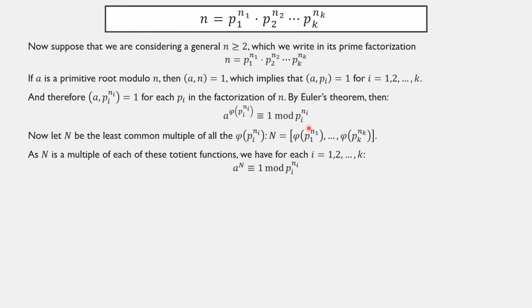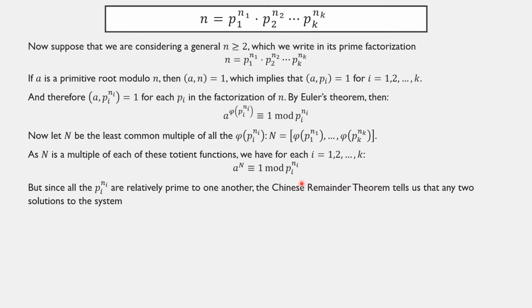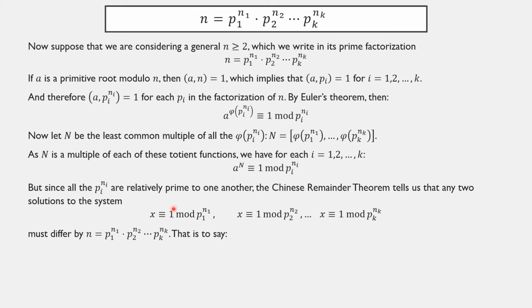By letting this be a common multiple of all of these values, a to the capital N is equivalent to 1 modulo all of these bases. But all of those bases are relatively prime to each other, p1 to the n1, p2 to the n2, and so forth. These are all relatively prime. So if a to the capital N is equivalent to 1 modulo all of them, the Chinese remainder theorem tells us that any two solutions to the system, equivalent to 1 mod p1 to the n1, equivalent to 1 mod p2 to the n2, and so forth, must differ by the product of all of those bases.